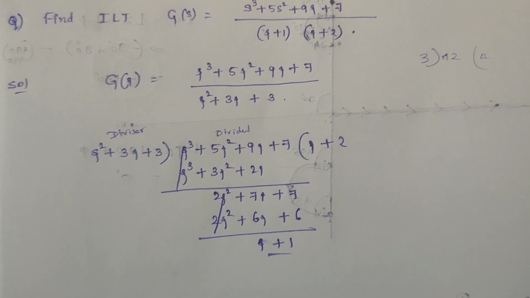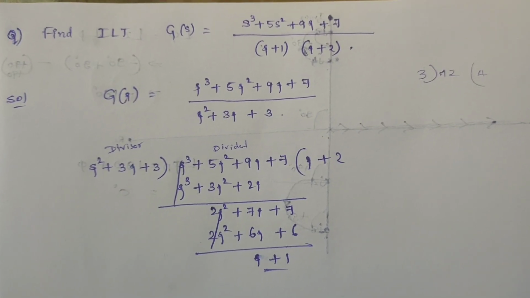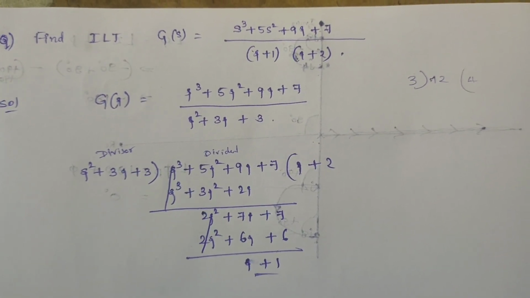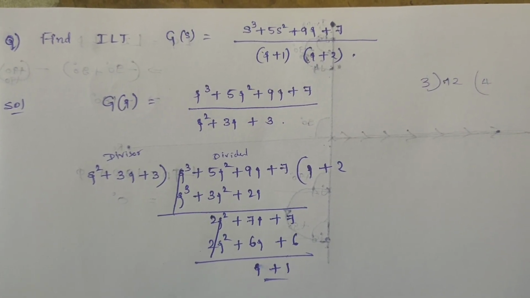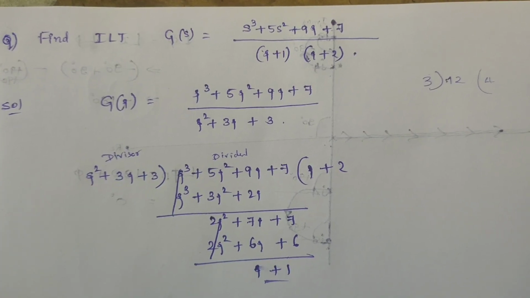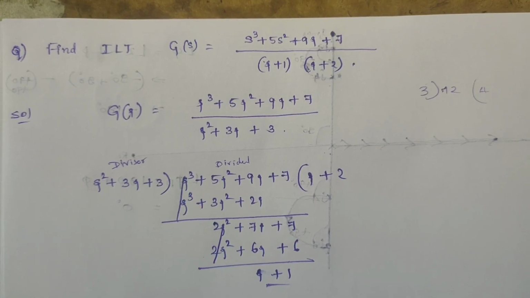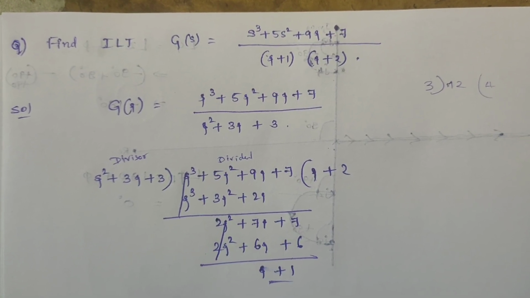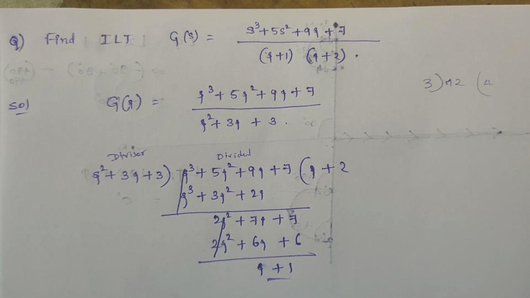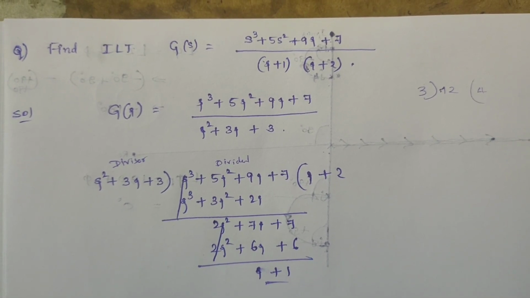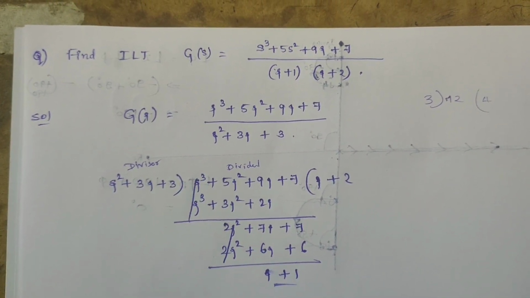In this problem, we are asked to find the inverse Laplace transform. In the given G of s, the order of the numerator is greater than the denominator. Always keep in mind the order of the denominator must be greater than the order of the numerator. So we must do the division. Write the numerator as the dividend and divide it by the divisor s square plus 3s plus 3, and you will get quotient s plus 2 and remainder s plus 1.